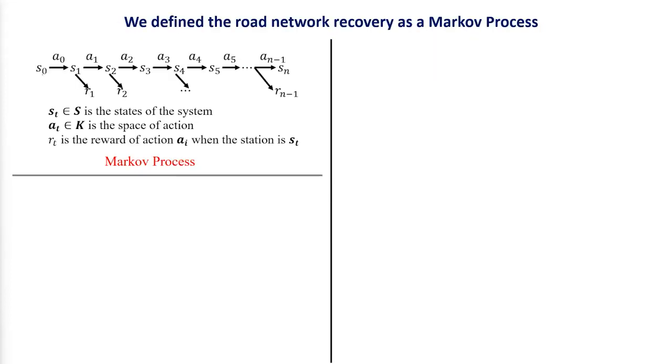So with that said, we are here to define the road network recovery as a Markov process. Which means at each time step, we are going to get an updated state of our road network. Based on the current state, we would like to find an action, which means we would like to find which road segment we should repair to achieve the global optimization. And based on the action, the road segment we repair, we can always get a reward for our action, which means how much the system performance is improved.